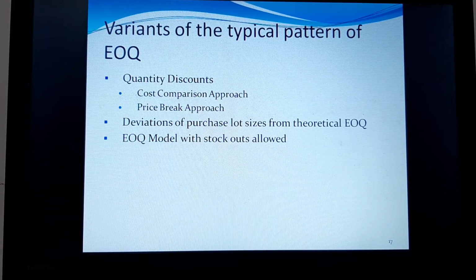The variants could be of the type quantity discounts you can give, that is by means of the cost comparison approach or price break approach. You can avail quantity discounts, and then deviations of purchase lot sizes from theoretical EOQ are possible, and an EOQ model with stock outs allowed is also possible. So these are certain types of variants that are applicable to the typical pattern of EOQ.